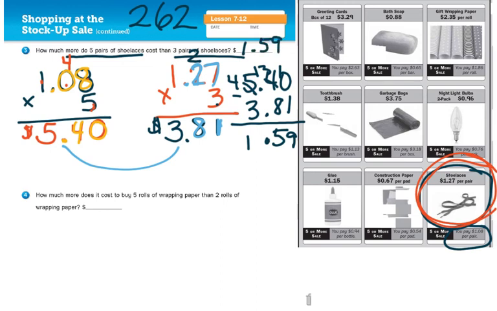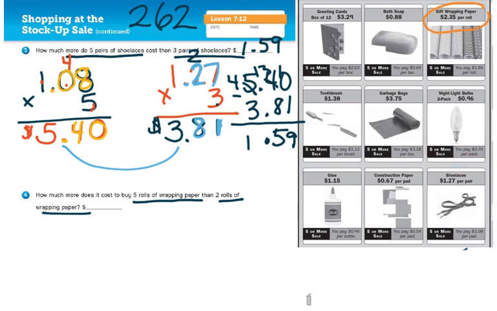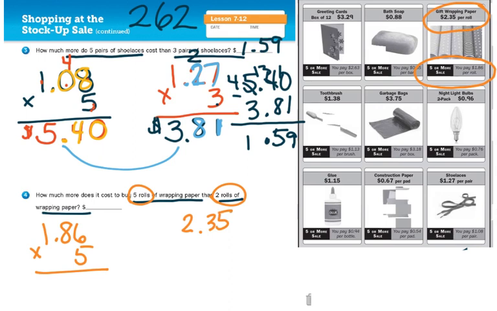All right, one more problem. How much more does it cost to buy 5 rolls of wrapping paper than 2 rolls? So let's go over to the wrapping paper. If you buy less than 5, it's $2.35 a roll. If you buy 5 or more, $1.86. So let's start with $1.86 times 5 of them. And we're comparing that with the cost of 2 rolls. So if I buy only 2, I pay $2.35 per roll times 2. Go ahead and multiply. We'll place our decimal in just a moment.